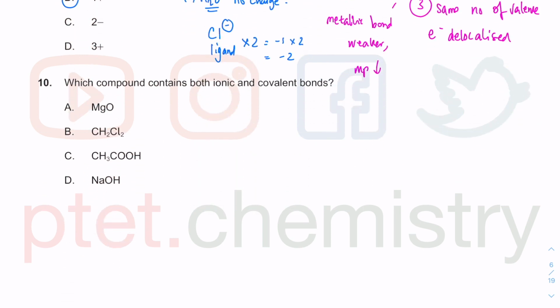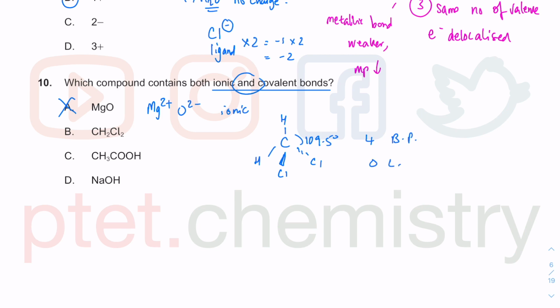Question 10, you are looking for a compound which contains both ionic and also covalent bond. Mg2+ O2-, that is just going to be ionic bond, so not that. CH2Cl2, if I draw the 3-dimensional geometry, there will be a tetrahedral, 109.5 degree, 4 bond pairs, and 0 lone pairs, tetrahedral geometry. Not that they asked for that, but that is going to be fully covalent there. And when you look at CH3COOH, so that is your ethanoic acid, that is totally covalent.